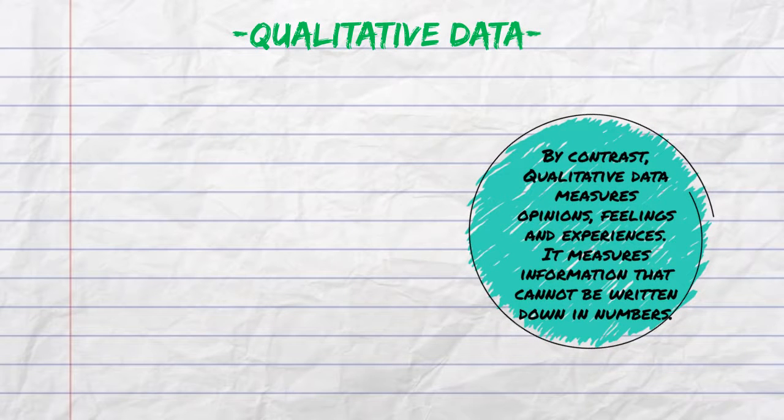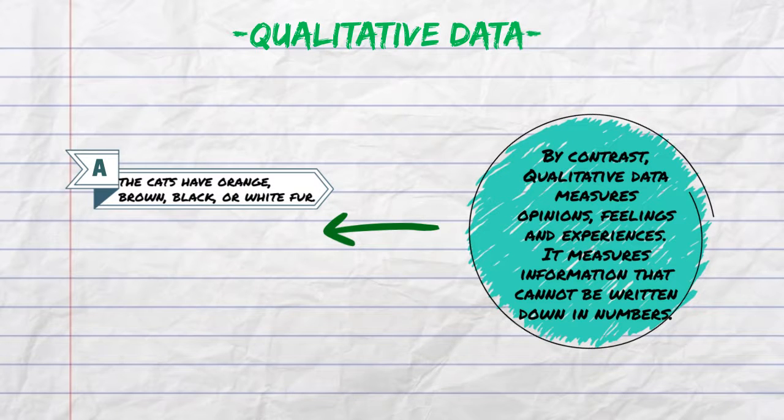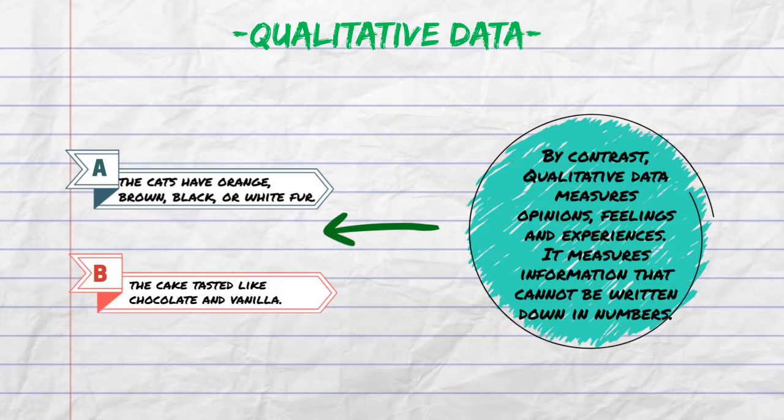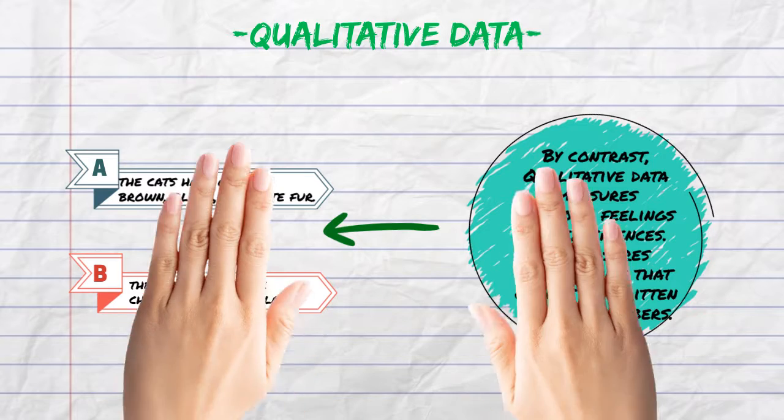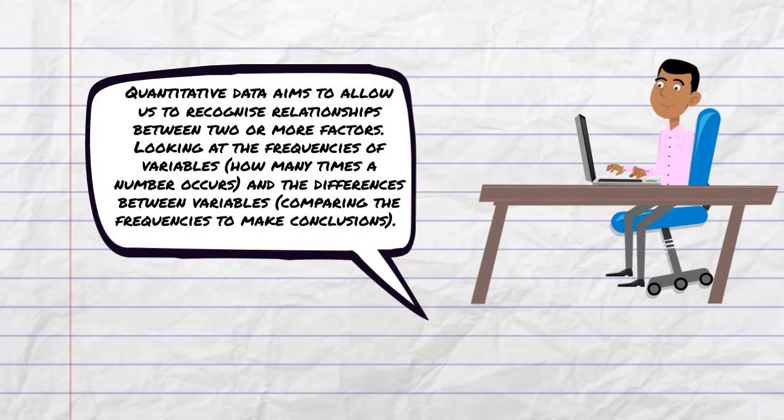By contrast, qualitative data measures opinions, feelings, and experiences. It measures information that cannot be written down in numbers. For example, the cats have orange, brown, black, or white fur, or the cake tasted like chocolate and vanilla. When analysing both quantitative and qualitative data, we are looking for trends and possible conclusions we can draw from the data. Quantitative data allows us to recognise relationships between 2 or more factors, looking at the frequencies of variables, how many times a number occurs, and the differences between variables, comparing the frequencies to make conclusions.